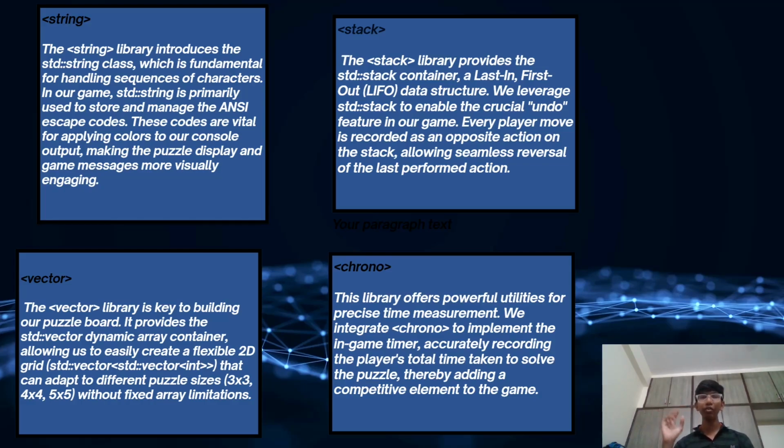Whenever you have to take a book from the stack, you start from the top and take the fifth book. So the book which was kept last in was the first out. So it is called the last in first out data structure. This is very crucial for the undo feature in a game. Next is the vector library. I have used this to have the difficulty feature.